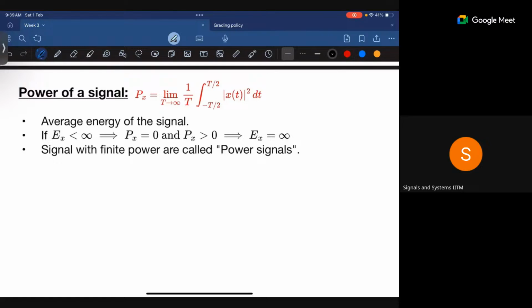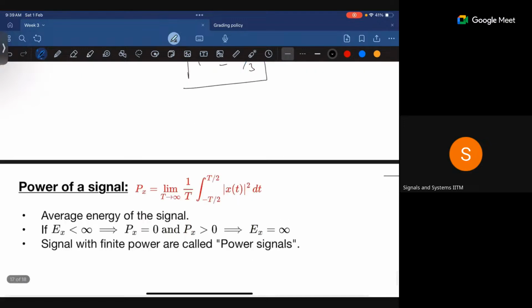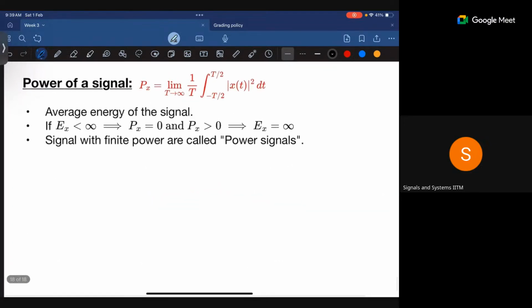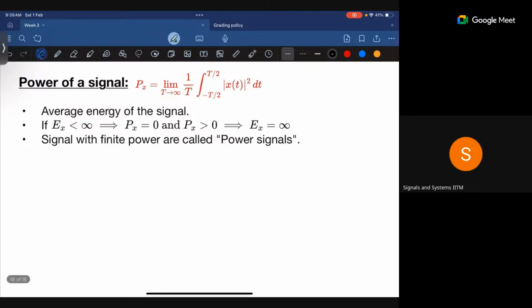Okay. So let's finally finish this with a simple discussion on what the power of a signal is and which signals are called power signals. Sometimes the energy of a signal may be infinite, right? So not every signal will have finite energy. And the simple example we know is u of t.